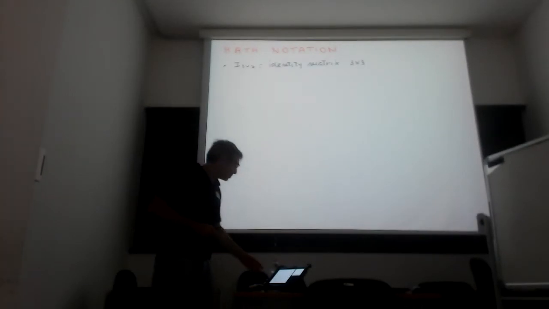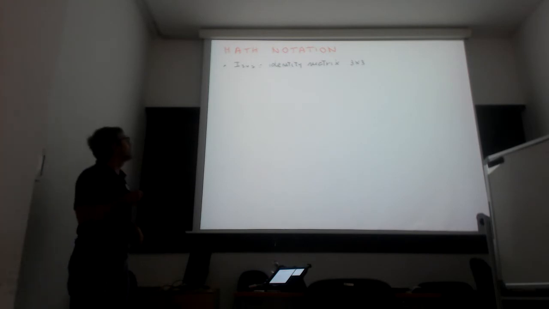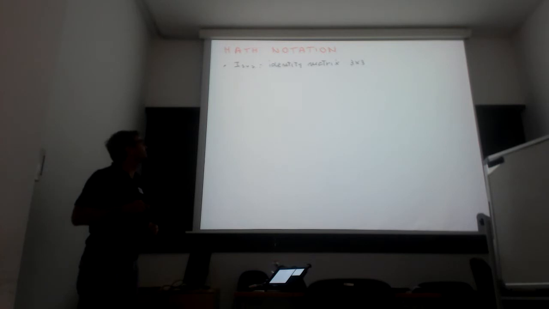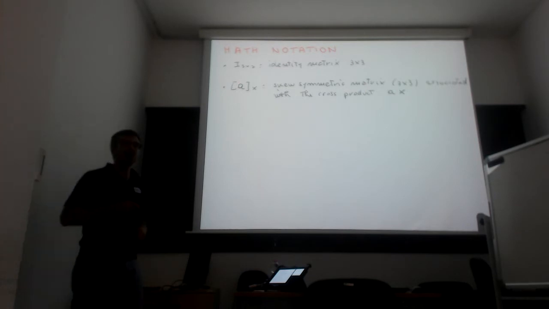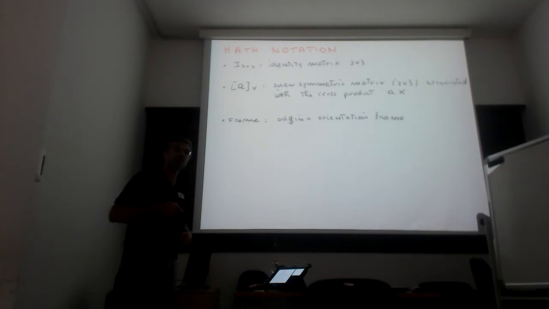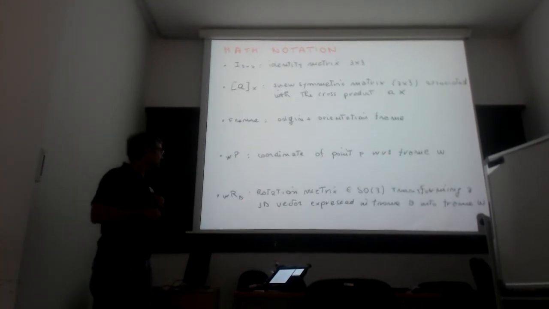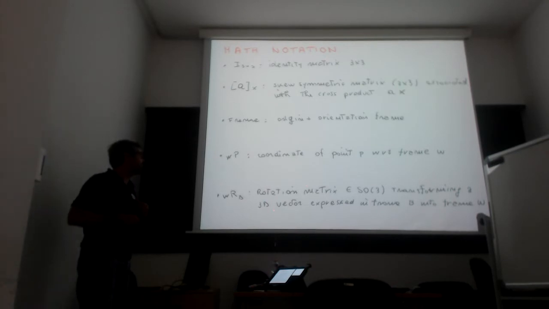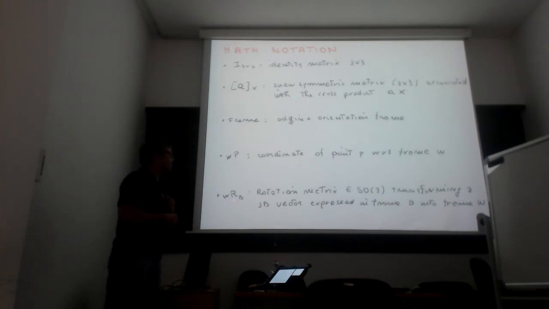For the math notation, just to agree on this: when I show this, it's an identity matrix, 3 times 3. This is the skew-symmetric matrix associated to the cross product of a times. Whenever we talk about a frame, we mean both the origin and orientation of the frame. This is the coordinate of a point P expressed with respect to a frame W. And this is the rotation matrix that transforms a 3D vector from the frame P into a frame W.